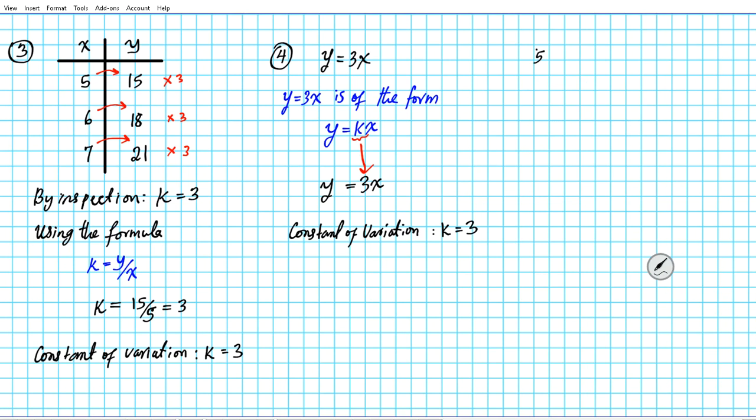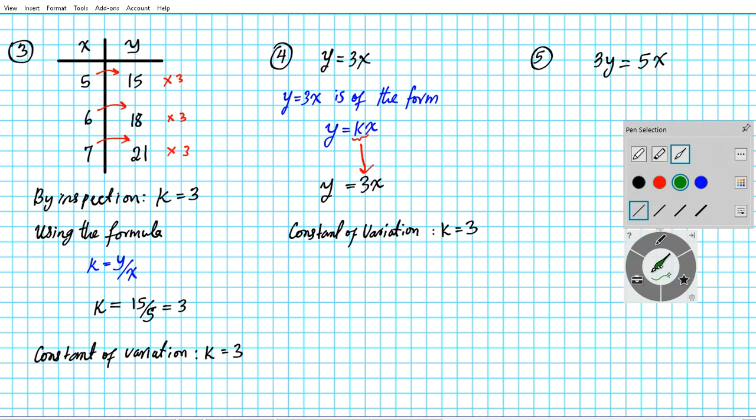Let's take a look at another algebraic example. Let's say we have 3y equals 5x. Now you might look at this and say, oh no, this is not a direct variation, because it's not of the form y equals kx. But the question is, by algebraic procedures, can we transform this equation into a y equals kx format? The answer is yes, we can.